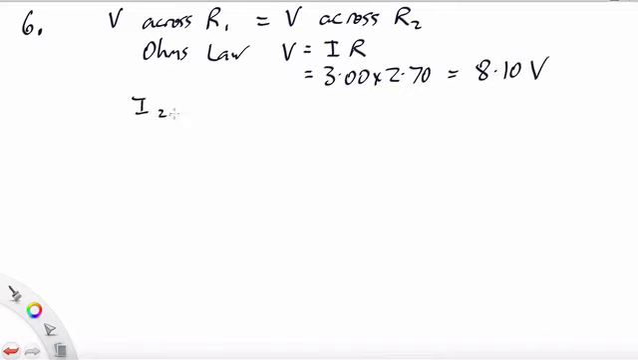And that means the current in R2 is just again Ohm's law, V over R2, which is 8.1 over 4.4, and that equals 1.84 amps.